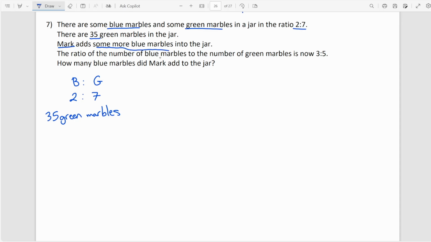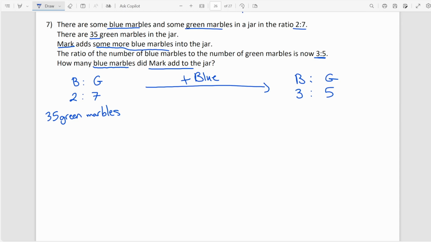Mark adds some more blue marbles into the jar. The ratio of the number of blue marbles to the number of green marbles is now 3 to 5. Okay, so we have a changing ratio scenario. What happened is that Mark added blue marbles. All right, so since he added blue marbles, we have a new ratio between blue and green now, which is 3 to 5. Now we're being asked how many blue marbles did Mark add to the jar, all right?